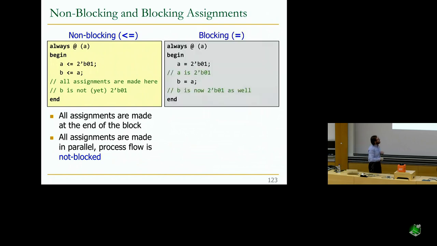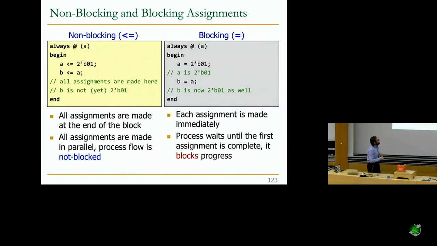Okay? Now, the blocking assignment inserts sequential dependency, if you will. As you can see, this is a non-blocking assignment and this is a blocking assignment. In this case, this gets executed before this gets executed. Each assignment is made immediately, and the process waits until the first assignment is complete, so the assignment blocks progress. That's why this is called blocking. And they could both be useful, right? In this case, you want A to evaluate first and then get assigned to B. In this case, you don't want A to evaluate first. You want the old value of A to be assigned to B over here. And you can imagine different cases over here.